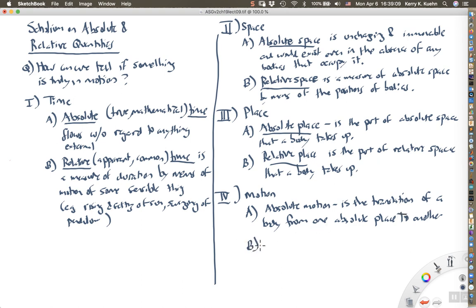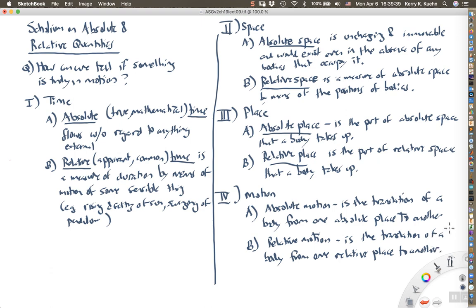And this is distinguished in Newton's thinking from relative motion, which is the translation of a body from one relative place to another. So if a person is walking on the deck of a boat, for instance, then he is in motion relative to the boat. So he's going from one place on the surface of the boat to another place on the surface of the boat.